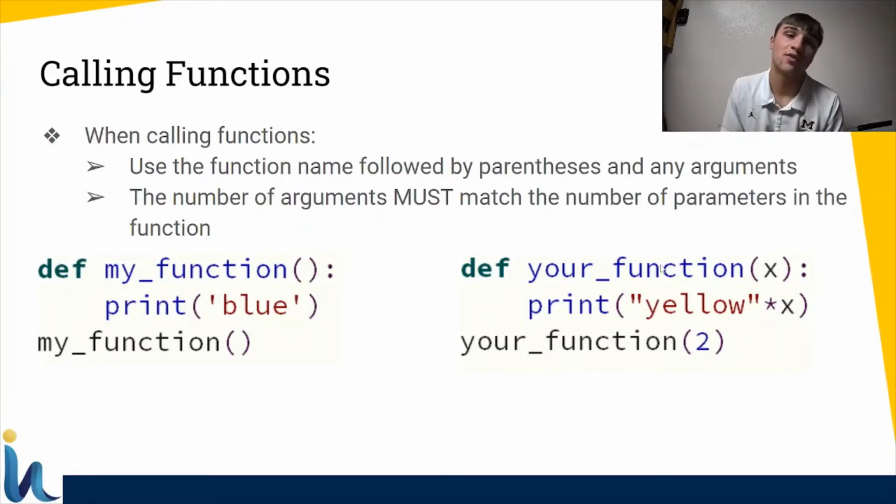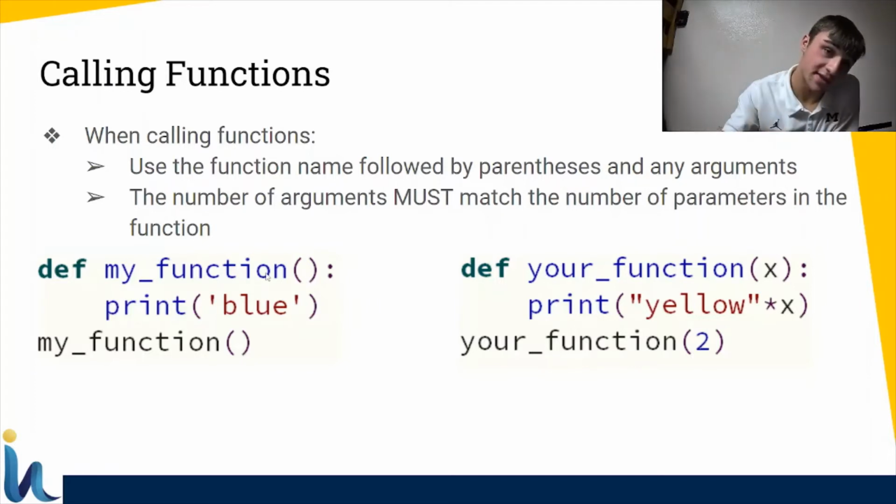Calling functions. When we call functions, we want to use the function name followed by parentheses and any arguments. So the number of arguments must match the number of parameters in the function, and the arguments must match the type, which is kind of tricky because you don't declare the type in your function, but your function's not going to work if you're passing in a string and an integer, and within your code you're adding the two together.